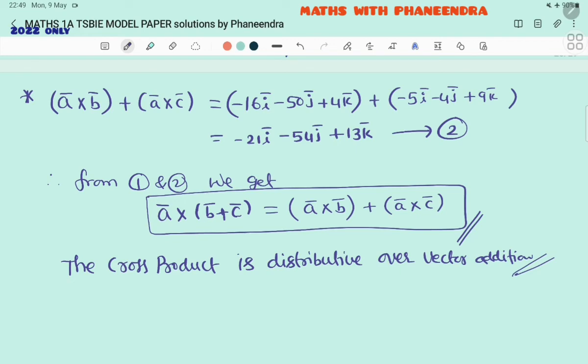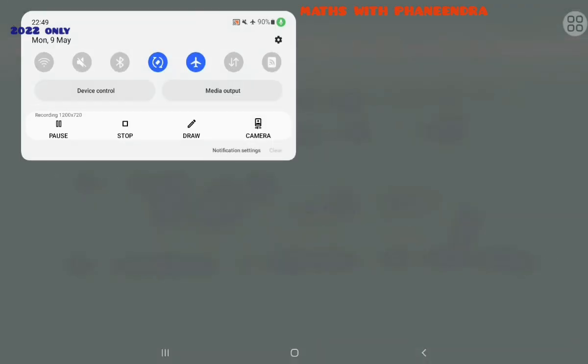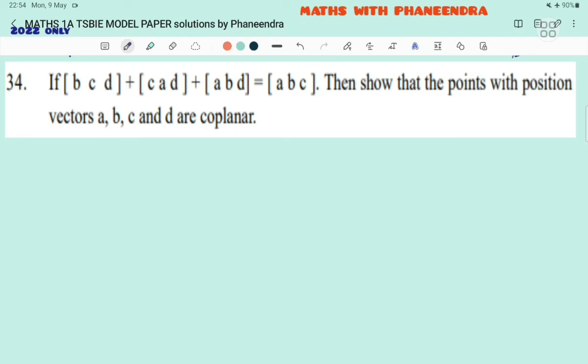We will move to the next question, dear students. The next question: if box of b bar c bar d bar plus box of c bar a bar d bar plus box of a bar b bar d bar equals box of a bar b bar c bar, we have to prove. Here, show that the points with position vectors a bar, b bar, c bar, d bar are coplanar.